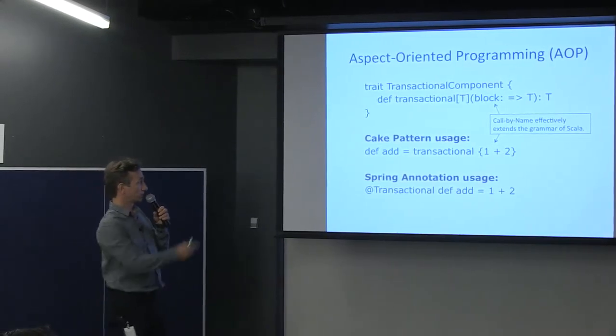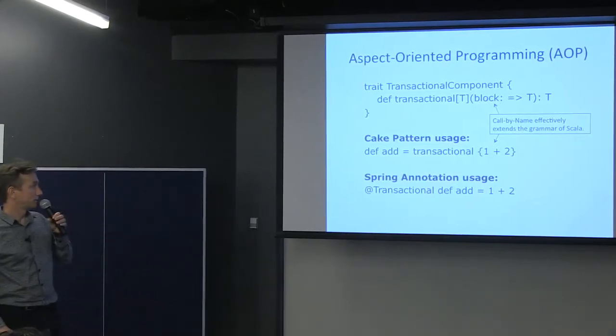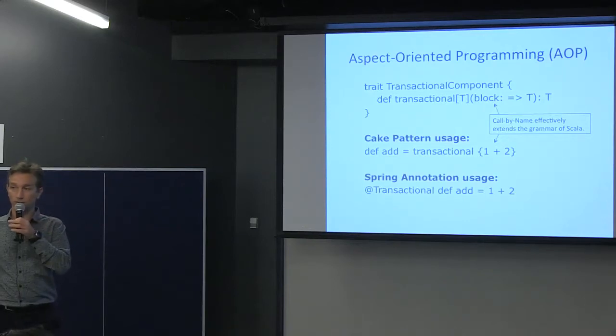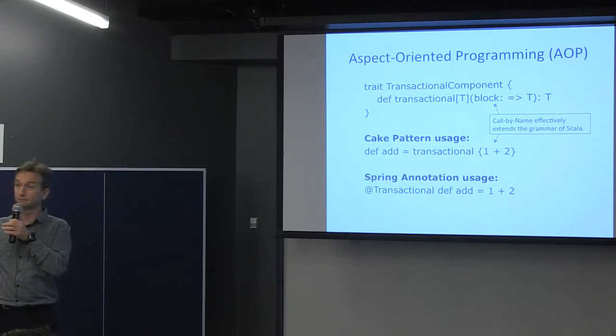So you can do some really funky things. If you look at the cake pattern usage, it's basically saying that in this add function, we want to add 1 and 2, and we want to make sure that that's a transactional thing. That probably doesn't mean anything there, but if it was doing something with a database, then you could make that a database transaction, for example.